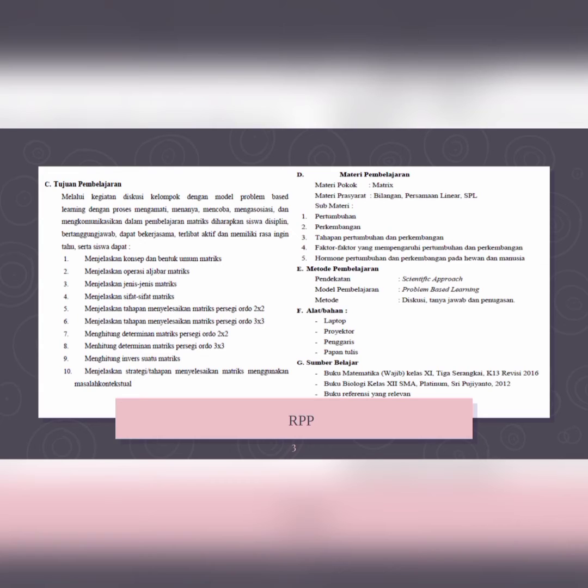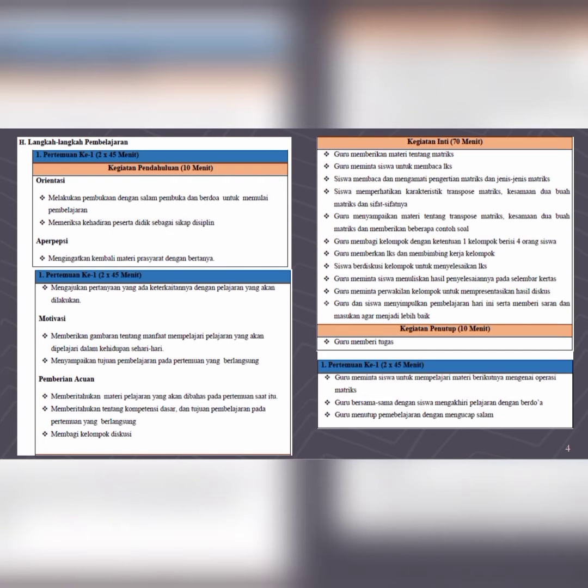And next is source of learning. For example, buku matematika wajib kelas 11 ke 13. And next is step-by-step learning as a procedure of learning each meeting.